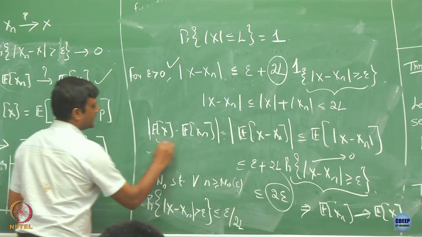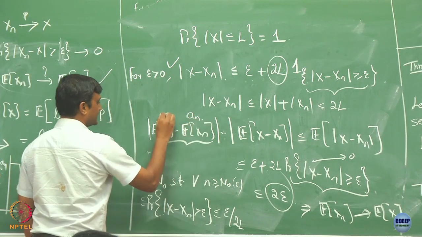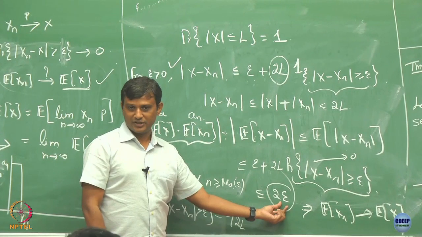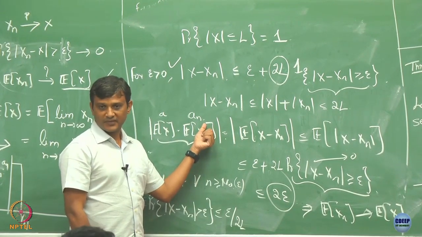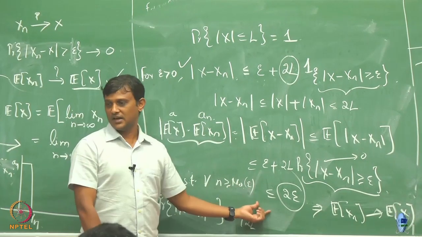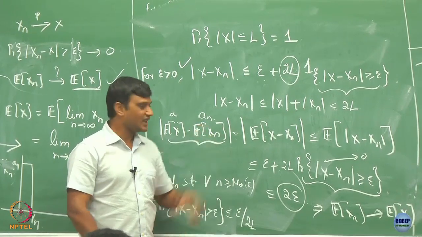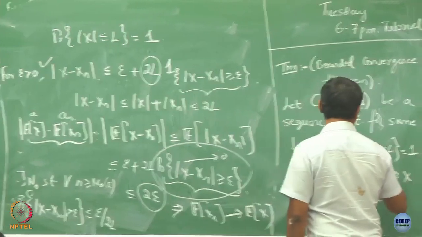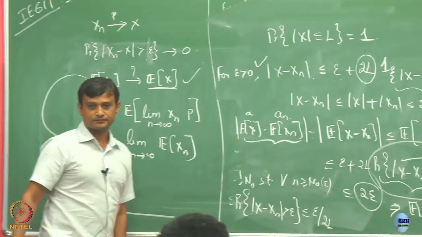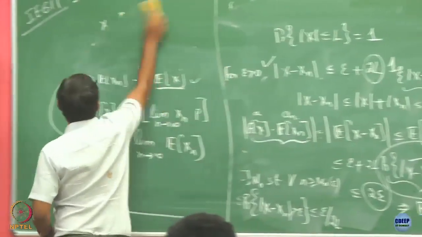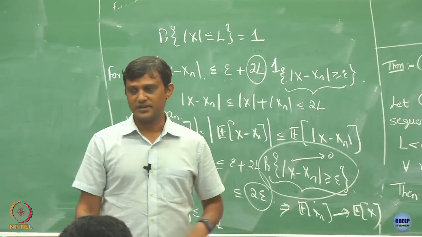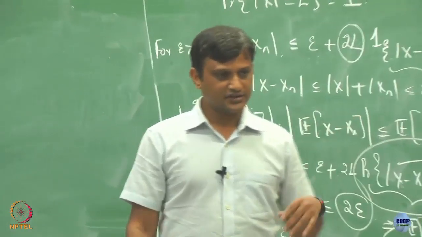Think of this as a sequence a_n and this as the limit. What I have shown is that a_n minus a is upper bounded by 2 epsilon for n sufficiently large, and I am giving this for any epsilon that you have given me. That is the definition of a_n converging to a. I could do that because I am exploiting the fact that I already know xn converges to x in probability. So if my random variables are bounded and converge in probability, then I can do this interchange of the expectations.